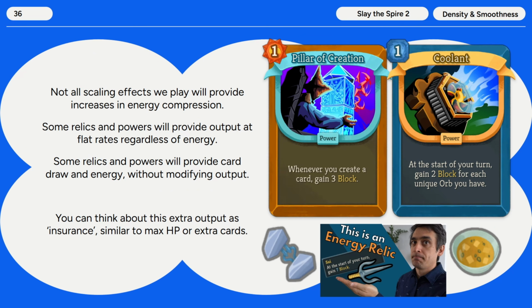Some of these relics and powers will provide card draw or energy without modifying our output at all. Now, more energy means more output, of course, and more card draw means more options, which means we can play more quality cards and fewer lower quality cards. But most players will find themselves in situations occasionally where drawing more cards won't improve the turn that they could play. And most players will find themselves in situations eventually where giving them more energy won't actually improve the quality of their hand.